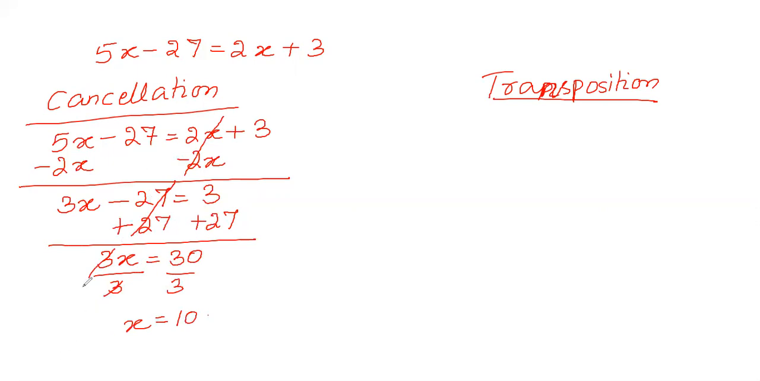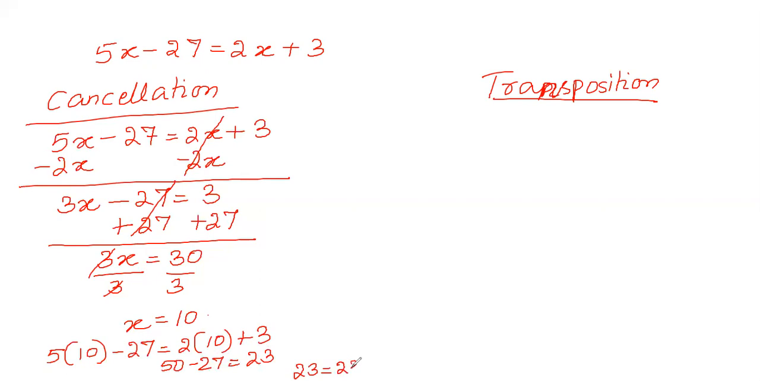Now let's cross check. You take the first equation and plug in the value of 10. So you get 5 times 10 minus 27 is equal to 2 times 10 plus 3. Right. So 5 times 10 is 50 minus 27, and 20 plus 3 is 23. So 50 minus 27 is what? 23. 23 is equal to 23. Both sides are same. So the equation is balanced. So your answer 10 is correct.